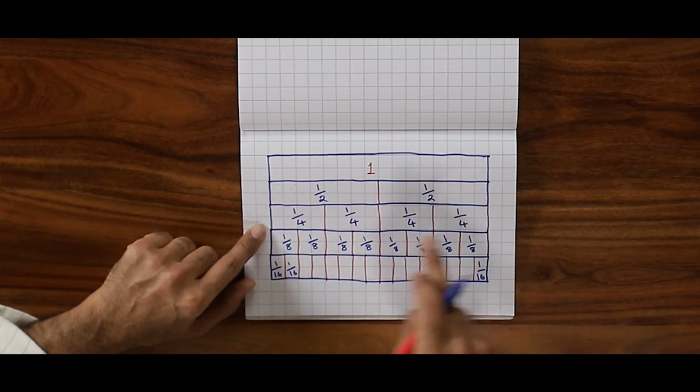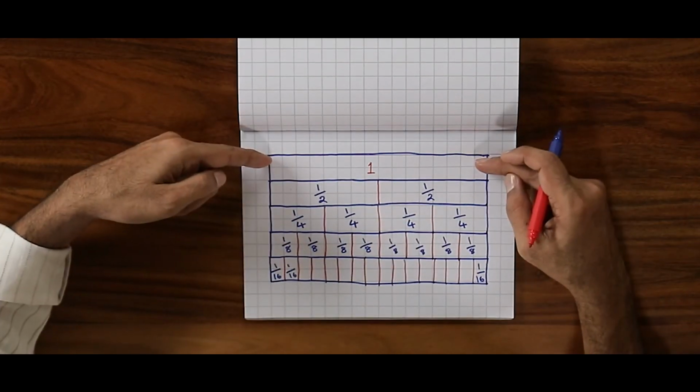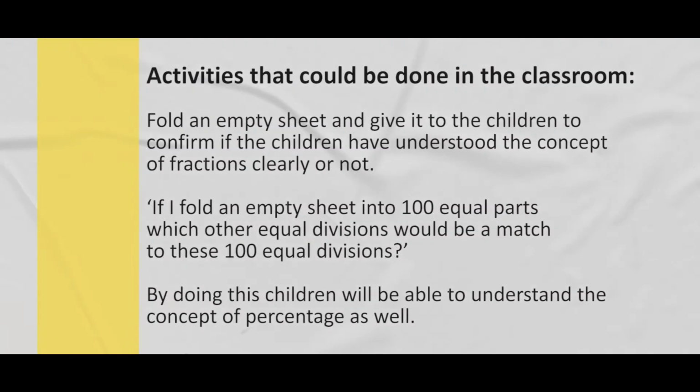We can see that in every segment, 1 by 4, 1 by 4, 1 by 4, 1 by 4. If you add them, you get one full object. That is, 4 of the 1 by 4 is 1. We have seen this earlier. This is a rule of the division also.